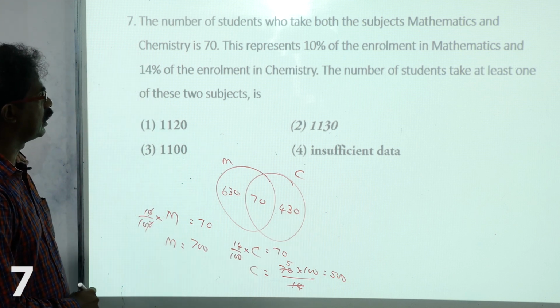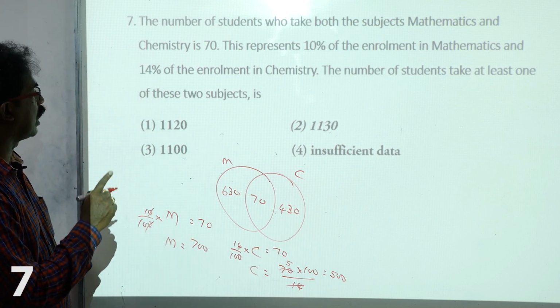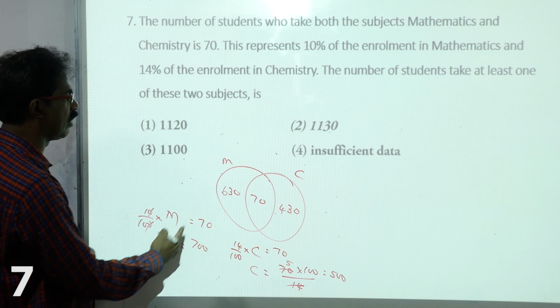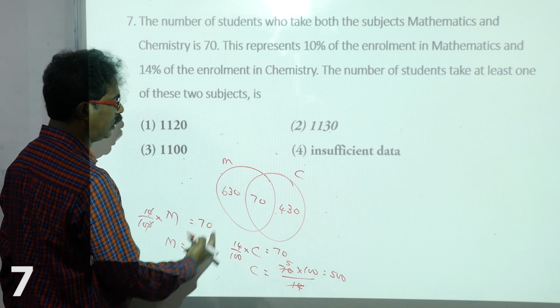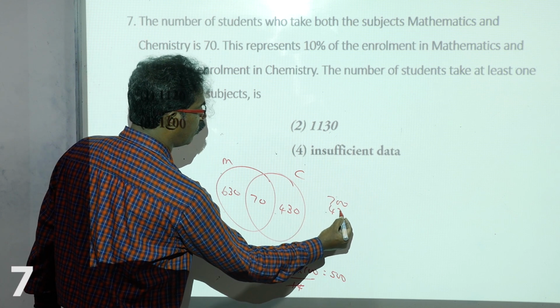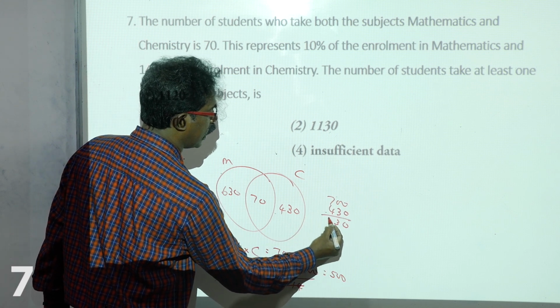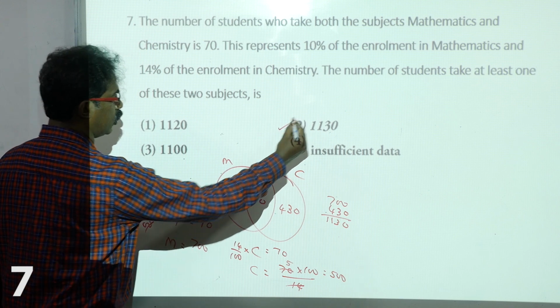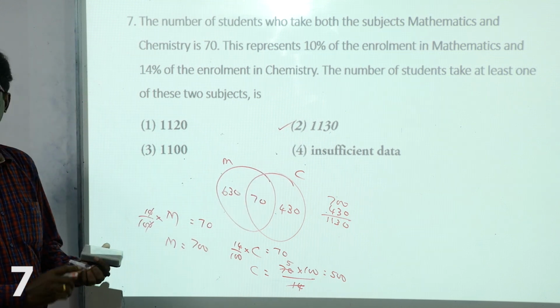What is the question? What did they ask? The number of students who take at least one of these two. At least one of these means you have to add all the three. 630 plus 70, it is 700, plus 430. So the answer is 1130. So the second option is the correct one.